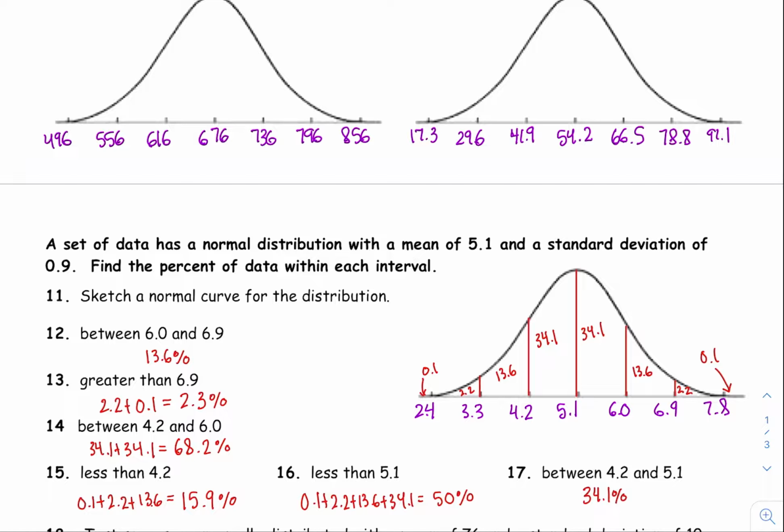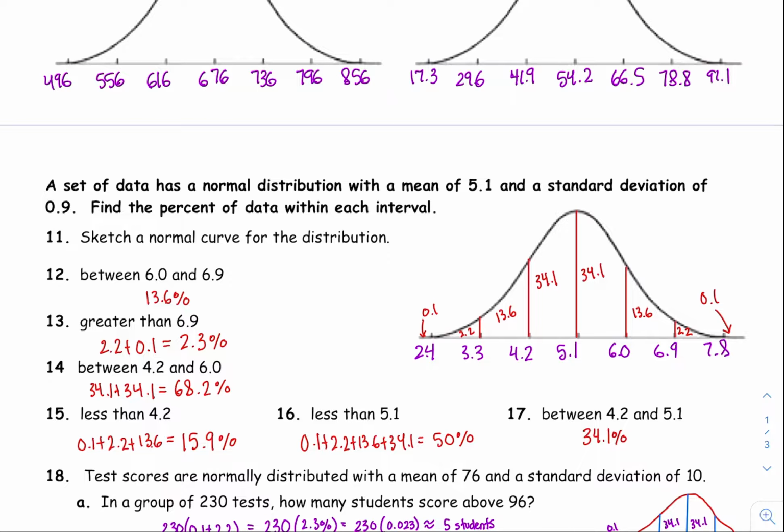Okay, so I broke down my percentages using the empirical rule. And then remember, here's my mean, and then each one is 1 standard deviation more, which is 5.1. So that's how you set it up. Now, let's do number 12. Between 6.0 and 6.9. So it's in between here, and that's 13.6%.